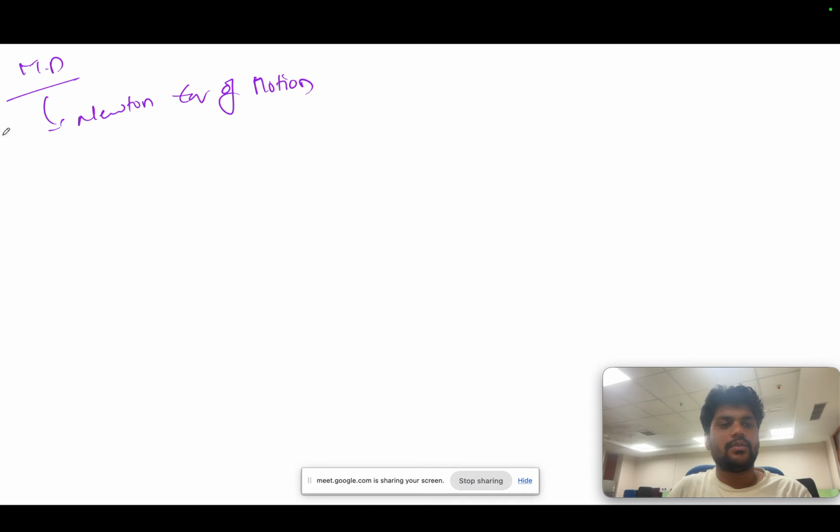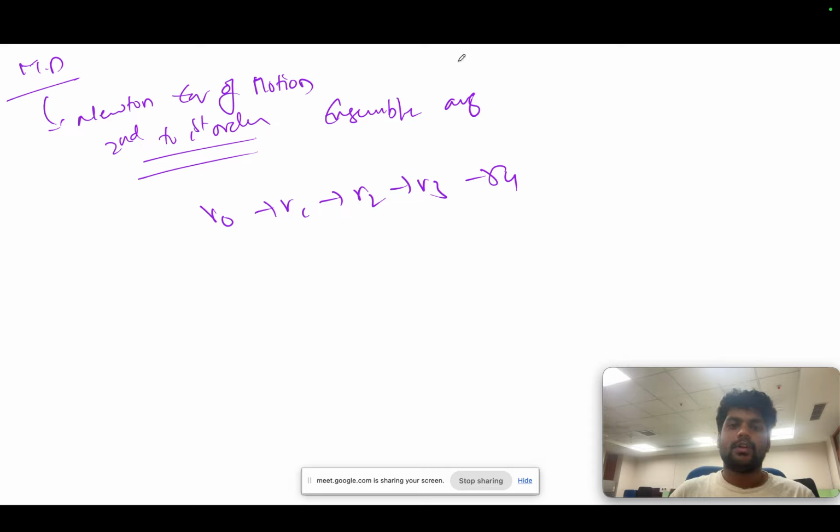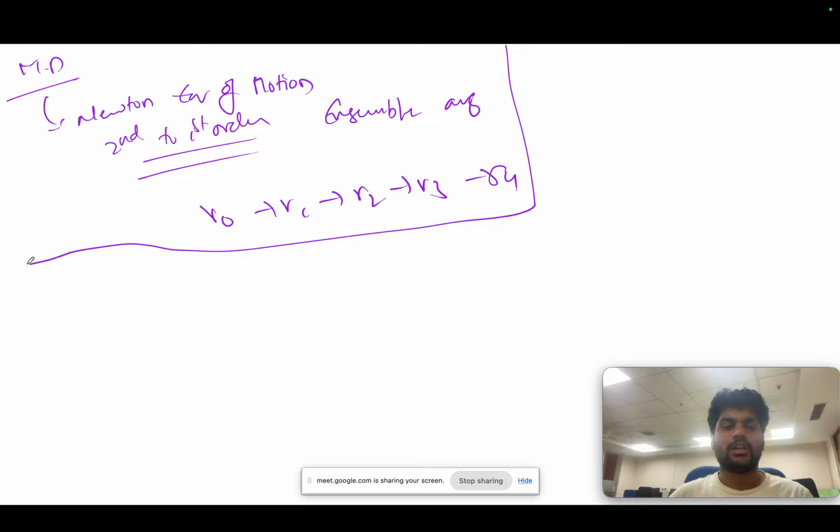And then further we have converted the second order equation to a first order equation, and we have carried out the ensemble average. So it means we are going from R0 to R1 to R2 to R3 to R4 and so on, like we are going step by step. So these are the things which happen in MD simulation.